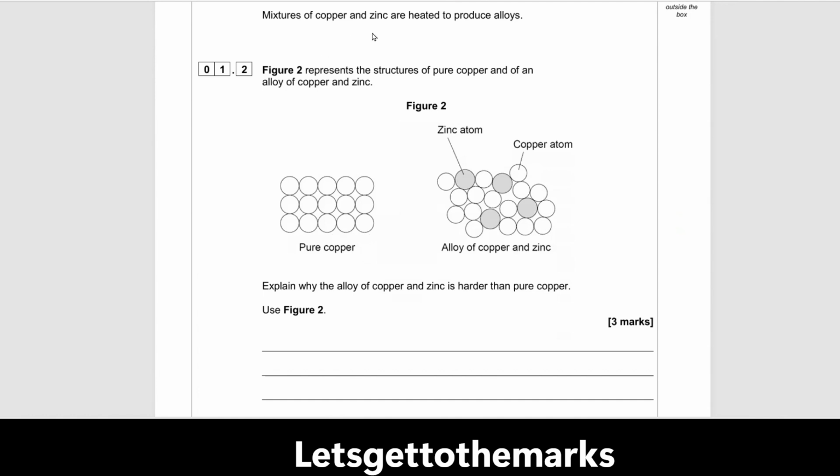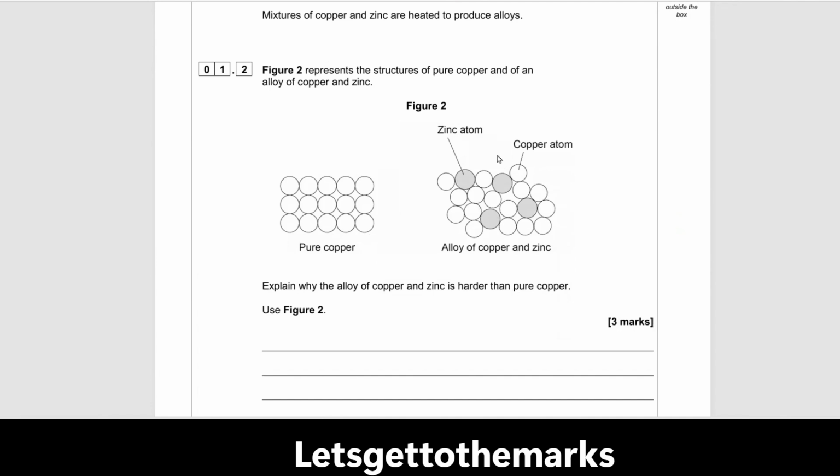Mixtures of copper and zinc are heated to produce alloys. 1.2. Figure 2 represents the structures of pure copper and of the alloy copper and tin. No, copper and zinc. I can't read. Here is the structure of pure copper. Here is an alloy of copper and zinc. Explain why the alloy of copper and zinc is harder than pure copper.